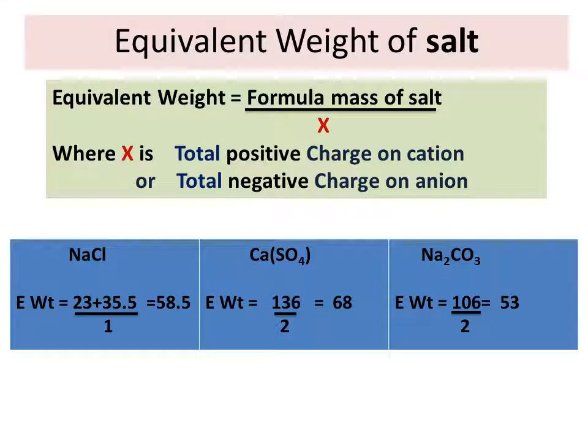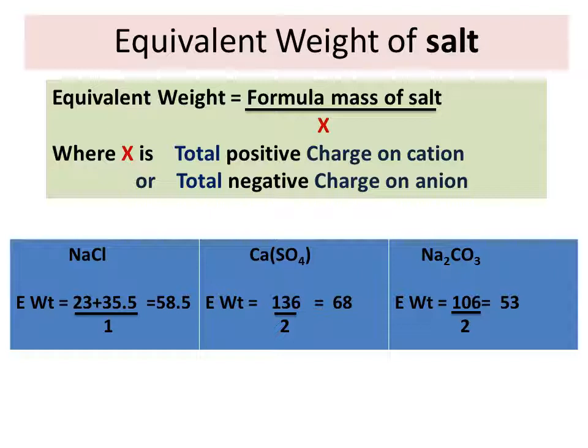So we have talked about the equivalent weights of elements, molecules, ions. Now let us talk about salts. So neutral salts, common general salts. How are we going to find the equivalent weight of that? The formula will remain the same: formula mass divided by a factor x. Here x is the total positive charge on the cation or the total negative charge on the anion.